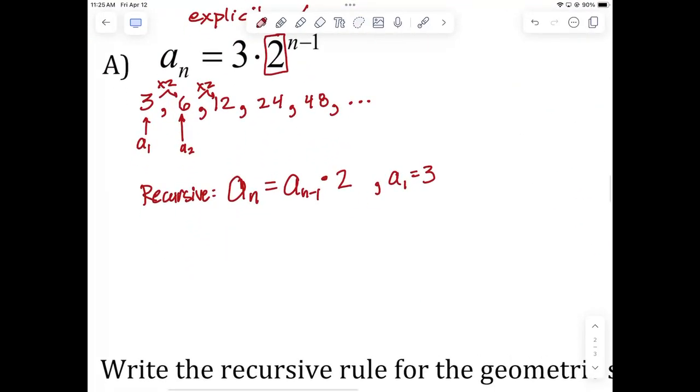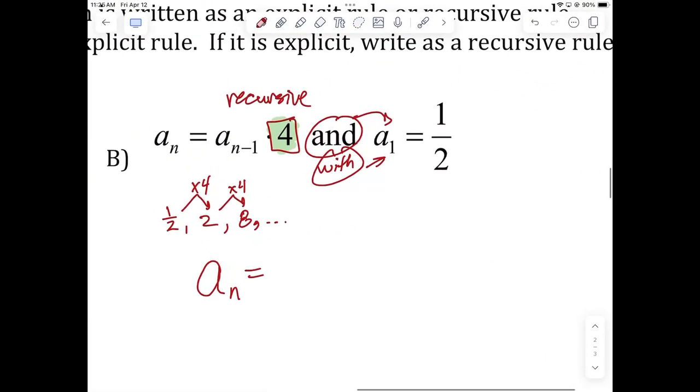So the explicit formula is going to be the first term. What's our first term? 1/2 times, what's our common ratio? 4 to the what power? That's it. You're done.